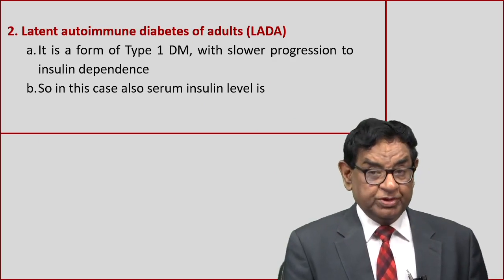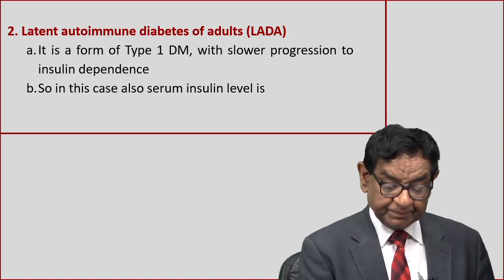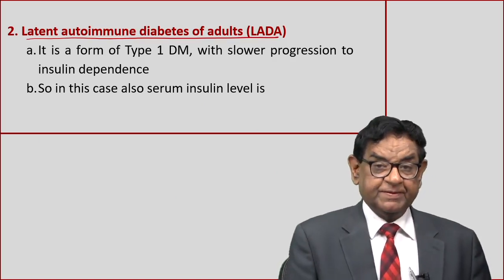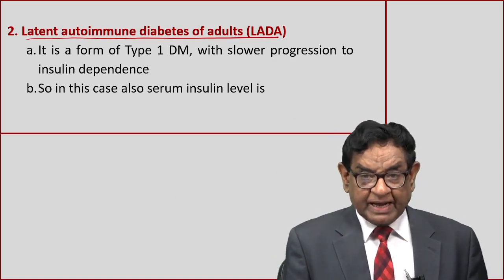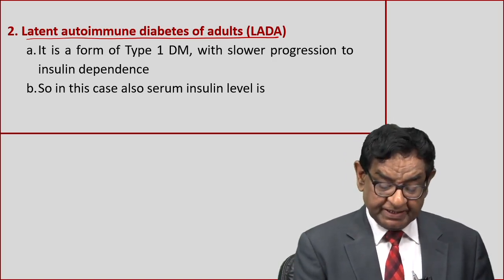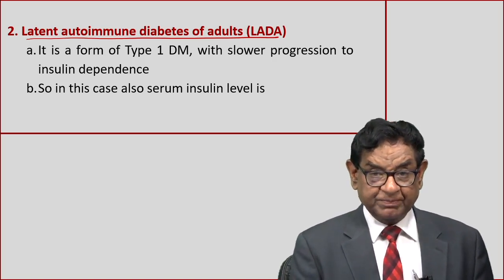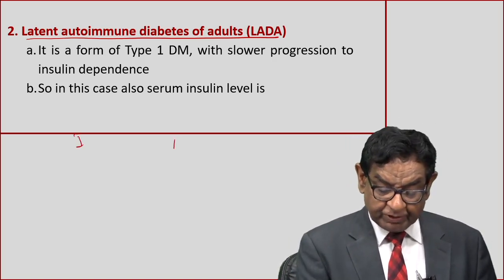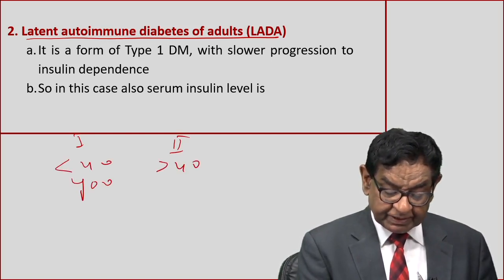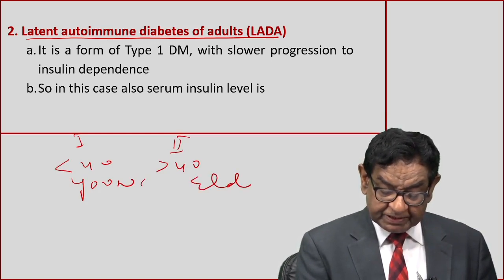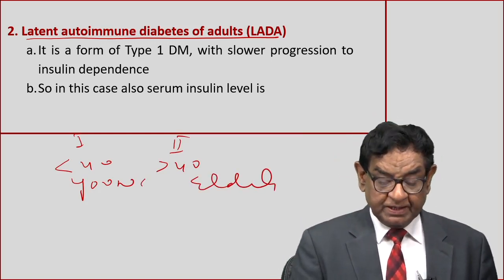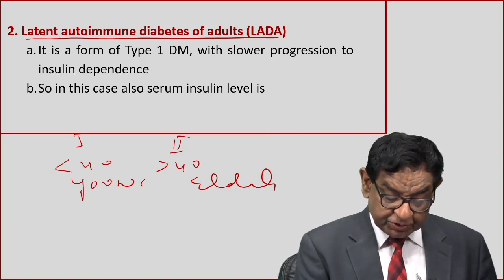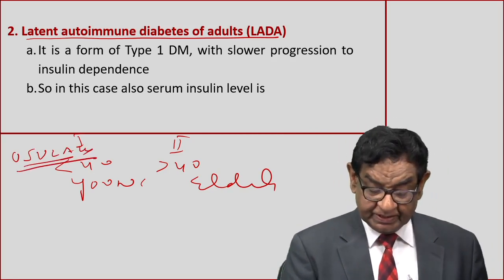With this background, we move on to the second type, LADA, latent autoimmune diabetes of adults. Traditionally, when we talk about type 1 diabetes, people say it is in children or below 40 years. If you read any book from 20 years back, it says type 1 diabetes below 40 years, type 2 diabetes above 40 years, or young versus elderly. That is what they used to write 20 years back. Now they say type 1 diabetes usually, they have added the word usually.